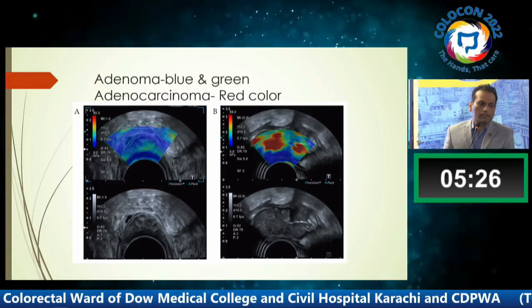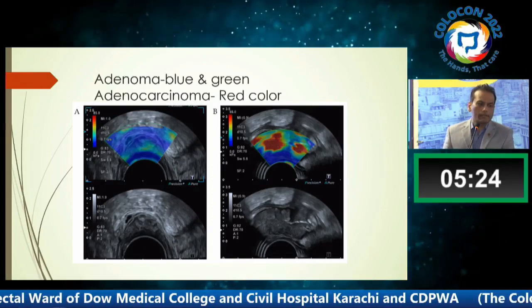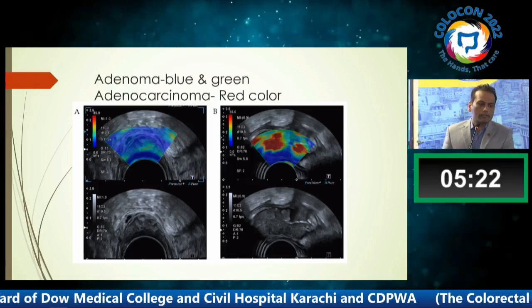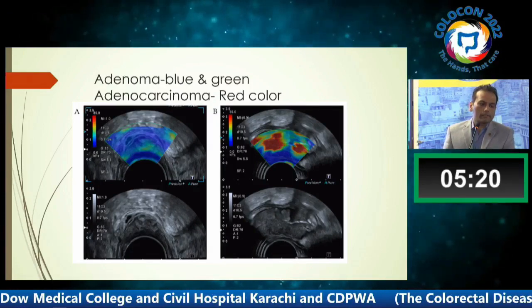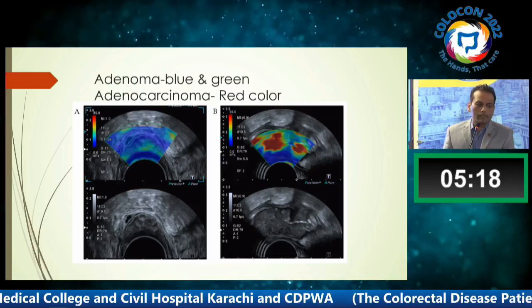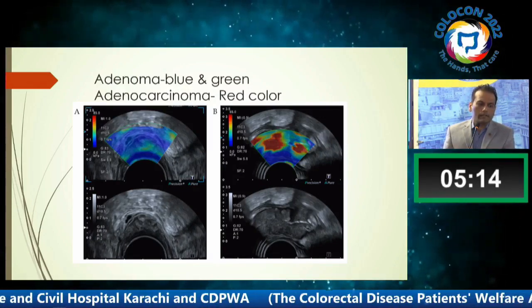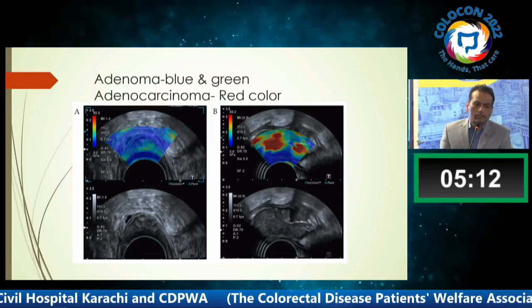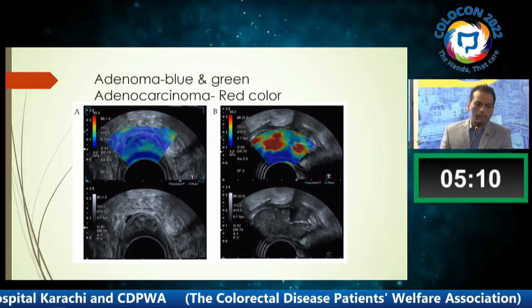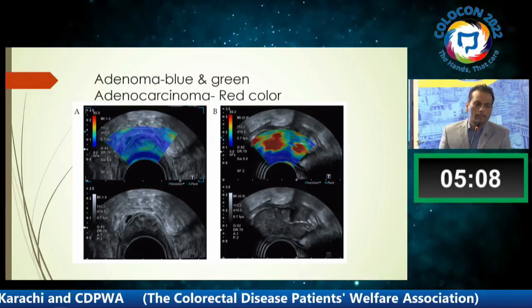These are the 4 images. On the left side are the images showing the rectal tumor mass, which appears blue and green, so this is adenoma. And on the right-hand side, the tumor which looks more red in color is harder, so it is adenocarcinoma.